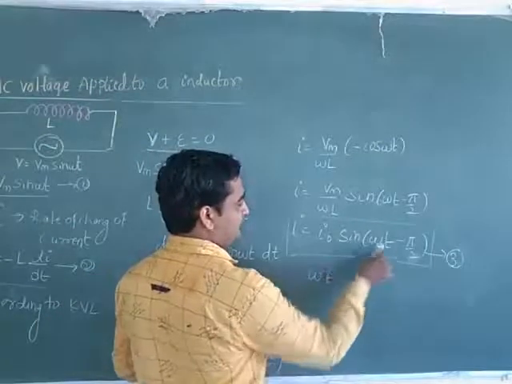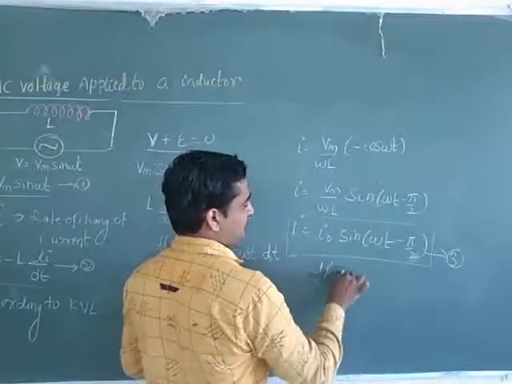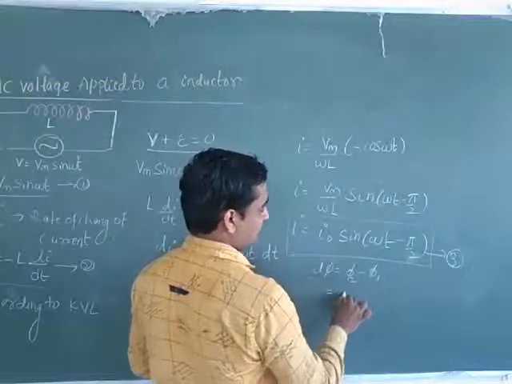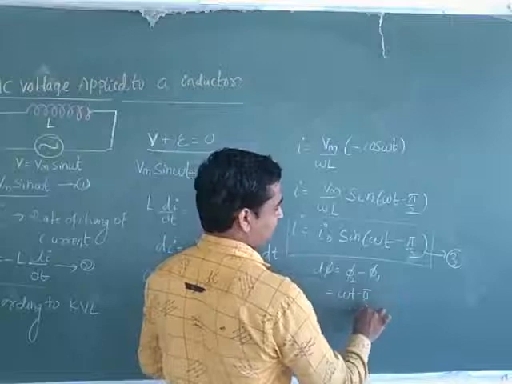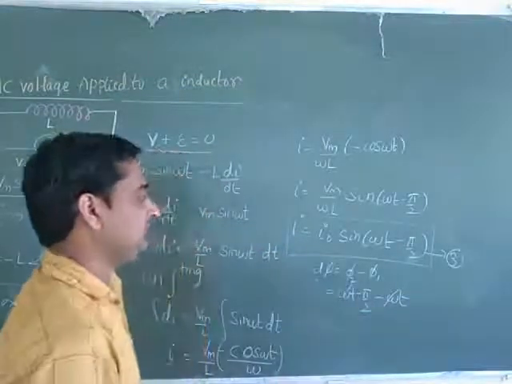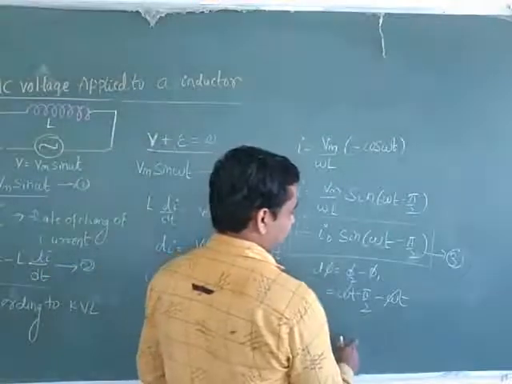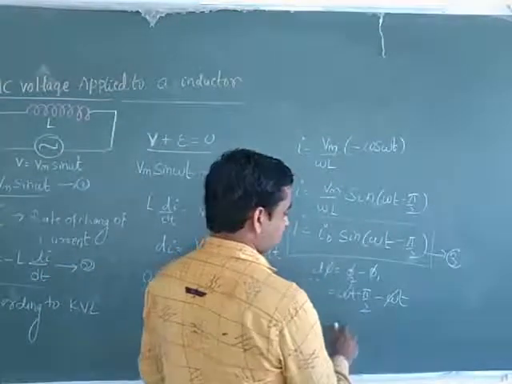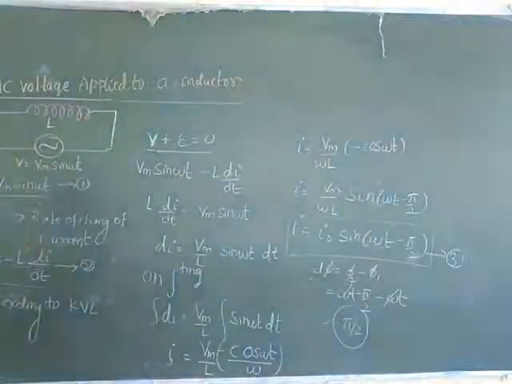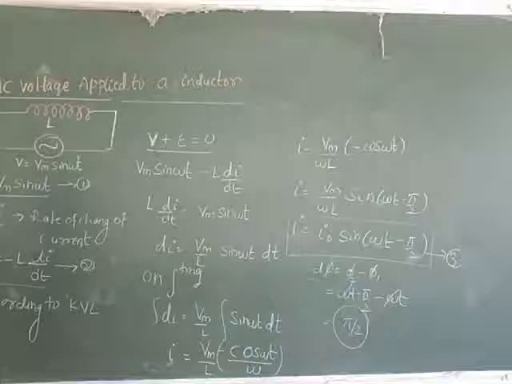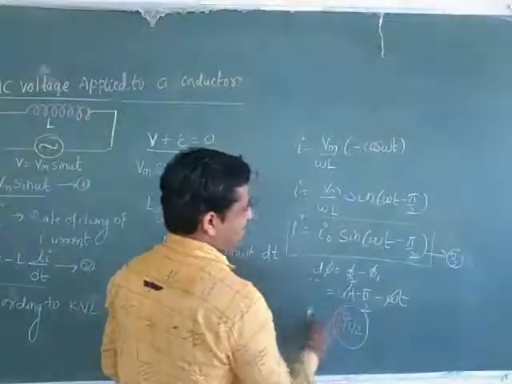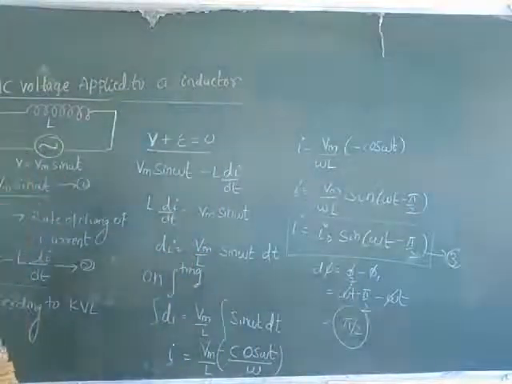That means what? The phase difference delta phi is equal to phi 2 minus phi 1. So phi 2 is omega t minus pi by 2 and here we subtract omega t. So these two get cancelled here, right? So again, what can we get here? The angle is pi by 2, omega t minus pi by 2 minus omega t. So the angle we are getting here is pi by 2.